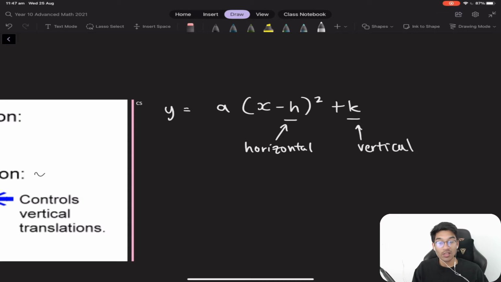down. Now, an important thing to note is that in this general formula, it's actually x minus h. So if you have an x minus 3, for instance, that means it's a positive horizontal translation, just because of that general formula. And you'll see what I mean a bit later on.